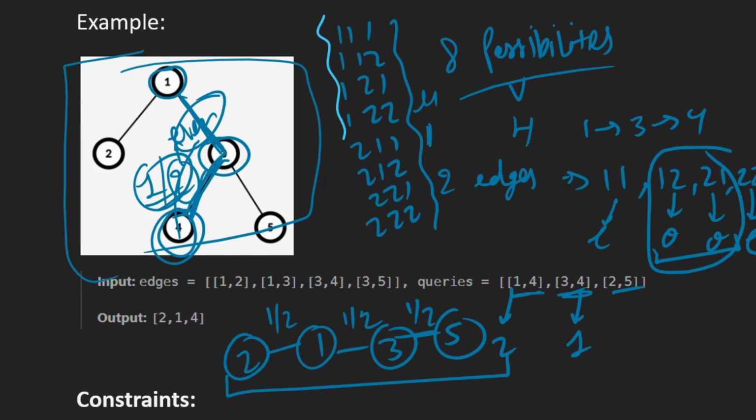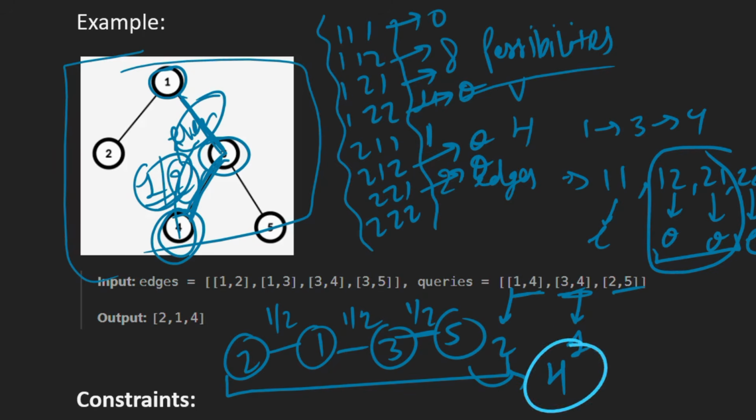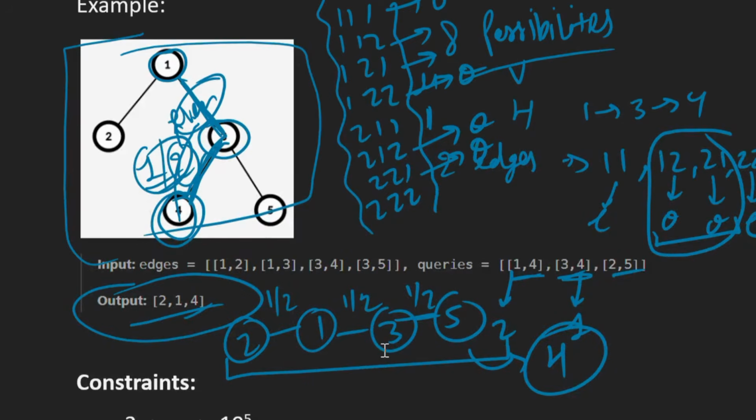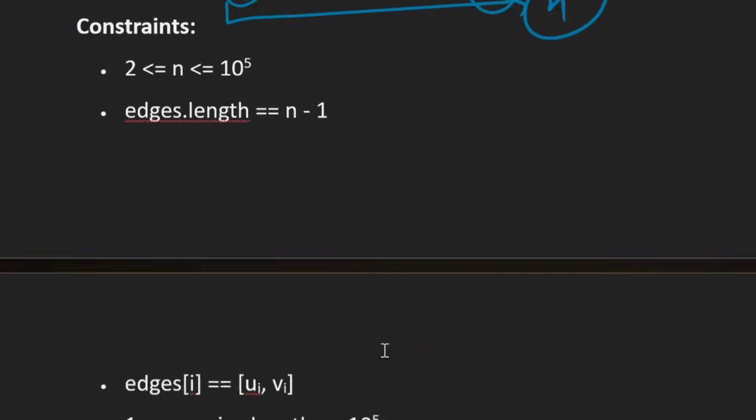And now out of these eight possibilities, we want those possibilities in which the sum is odd. So here the sum is odd, here the sum is even, here the sum is odd, here also the sum is odd, here also the sum is odd. So out of eight possibilities, four possibilities have an odd sum. So our answer is 4, right? So we get our answer, that is 2, 1 and 4, right? So this is how we'll be solving this question.